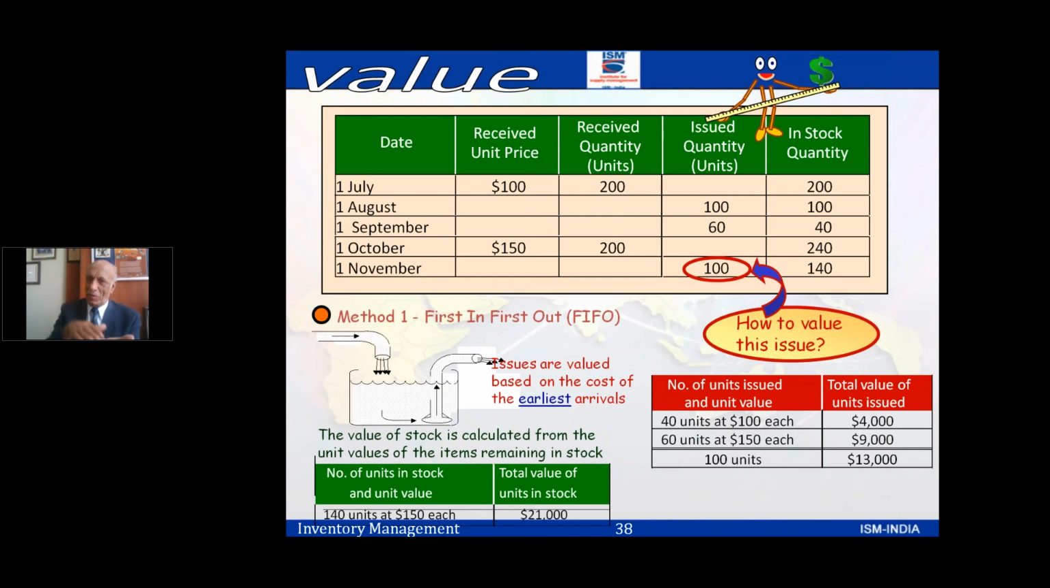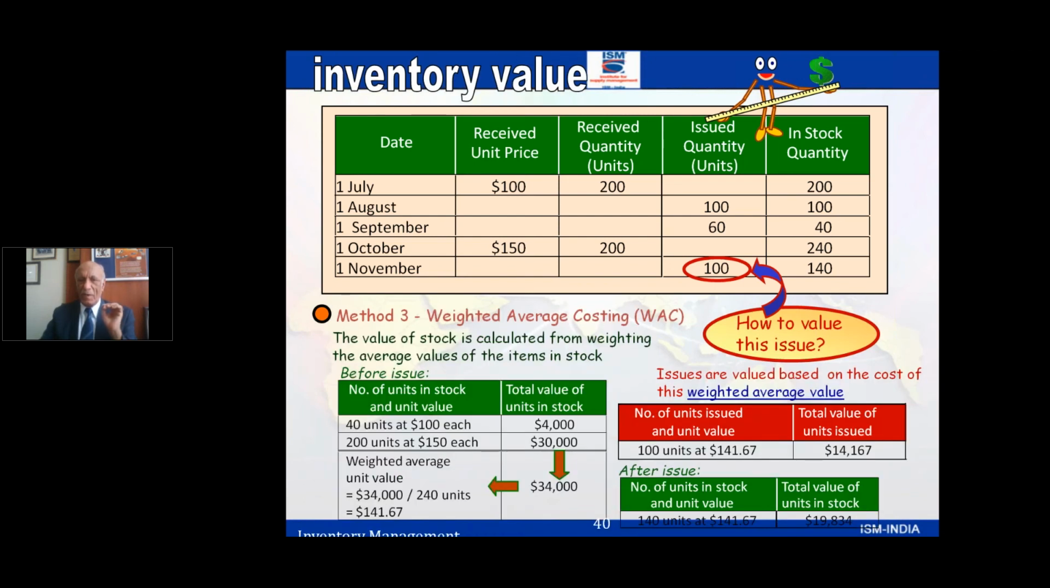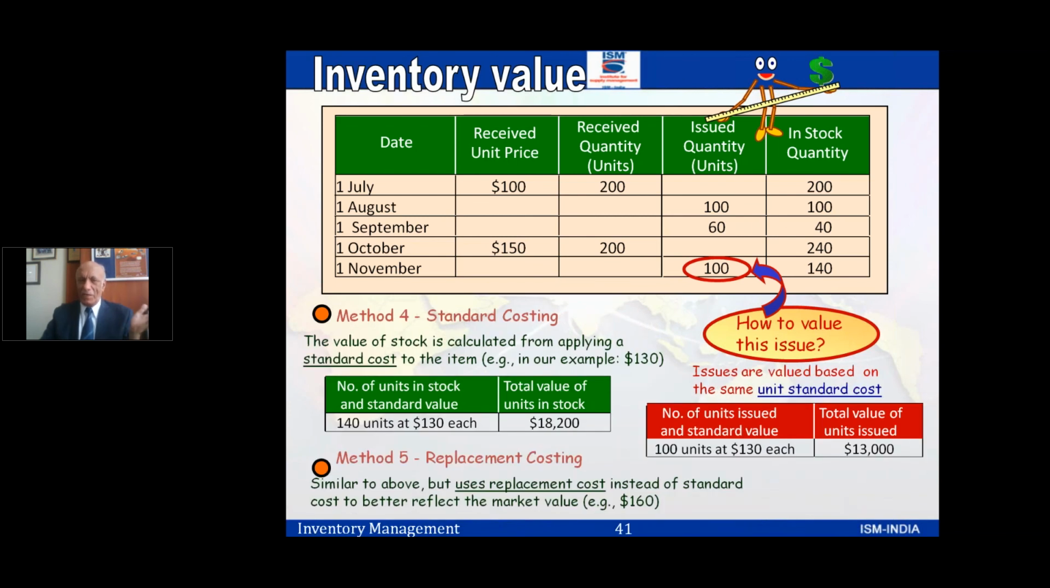FIFO figures will be lower in case the prices are shooting up. But if prices are going down, then maybe LIFO will give you a better one. If your inventory cost is less, then your profitability also goes up. So this also has an effect on the profitability. This is on the LIFO basis where you can see the same example with 19,000. This is on the average cost and standard costing, which nowadays hardly anyone does.